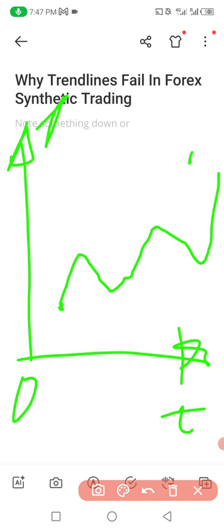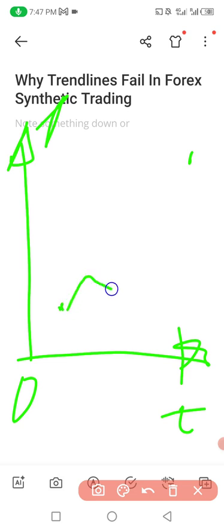Let's actually get this right. So it goes up, falls, ranges a bit, goes up, falls, ranges a bit, goes up, and then it starts falling. This is where a lot of people are going to lose money. Let's define the trend line.